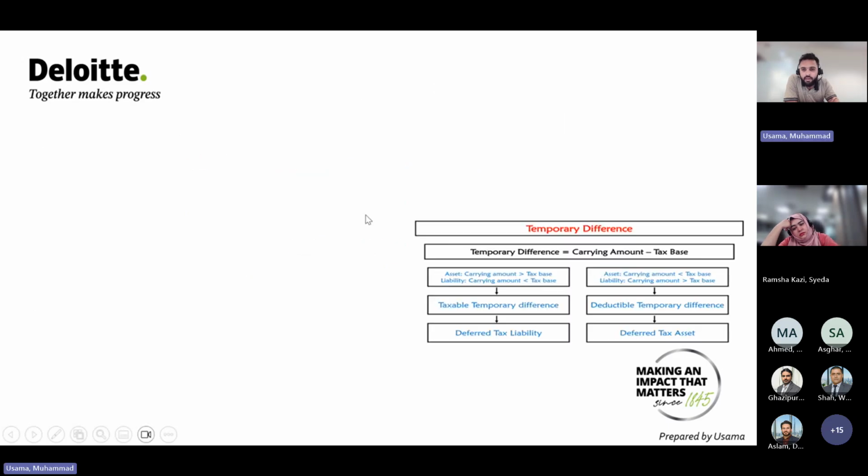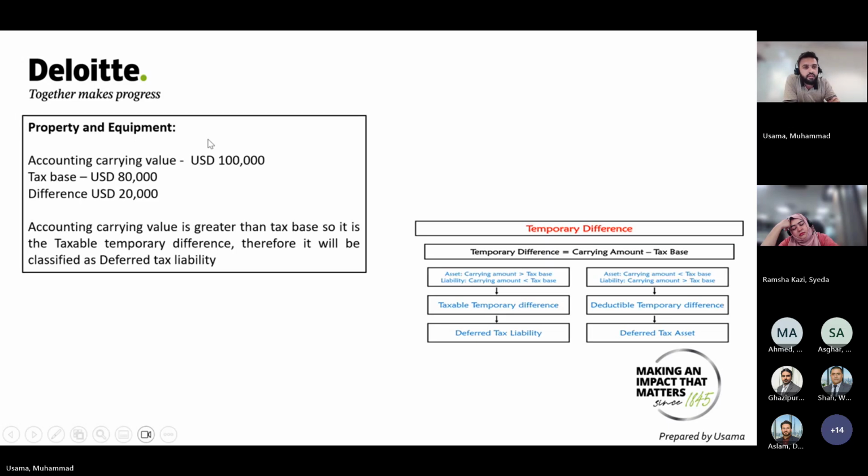Moving further, I've made illustrations for identifying the deferred tax asset and deferred tax liability. I've made an example of property, plant and equipment here, where the accounting carrying value is 1 lakh and the tax base is 80,000. So the difference is 20,000. The accounting carrying value is greater than the tax base, so it is a taxable temporary difference. Therefore, it will be classified as a deferred tax liability.